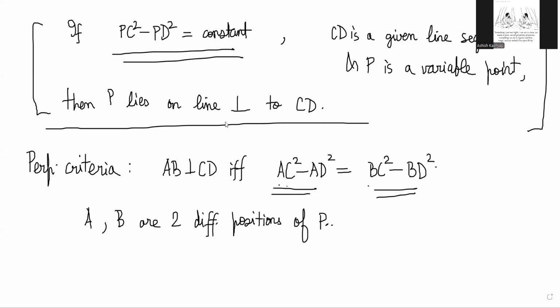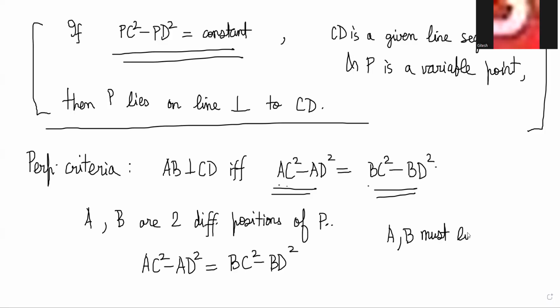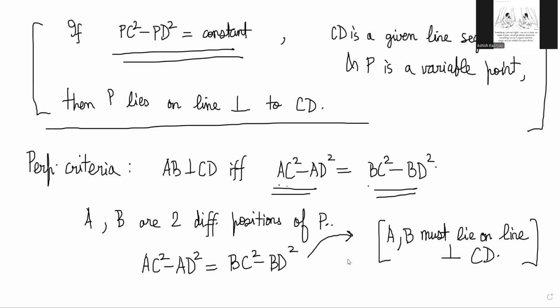We are saying that AC square minus AD square is equal to BC square minus BD square. That means both A and B must lie on the same line, and which line? It's the special line, the locus of the perpendicular, right? Okay, do you understand what is happening?